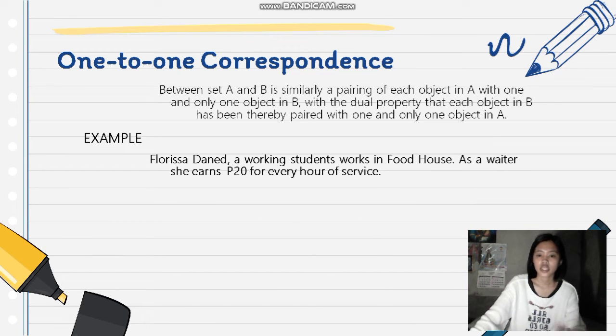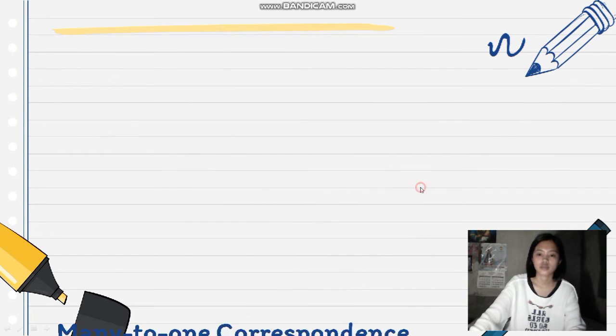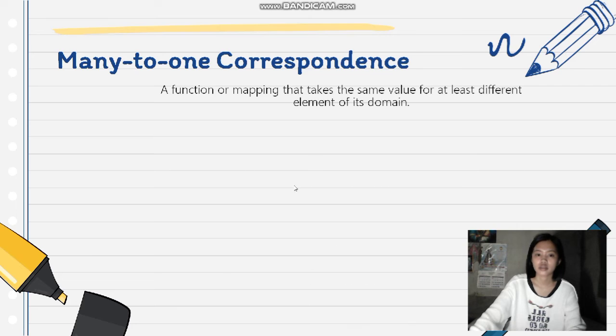Example. Ito yung kanina parang example natin. Ginagamit natin hanggang dito. As you can see, yung 1, which is yung R, ito yung nasa domain. Yung x coordinates, mga elements sa x. Sa domain, which is yung 1, ito yung R na na-spend. And then, ito yung na-earn niya sa bawat oras. So, na-pair siya yung 1 sa 20, then 2 sa 40, 3 sa 60, and then 4 sa 80. One-to-one correspondence yun. And let's proceed to many-to-one correspondence.